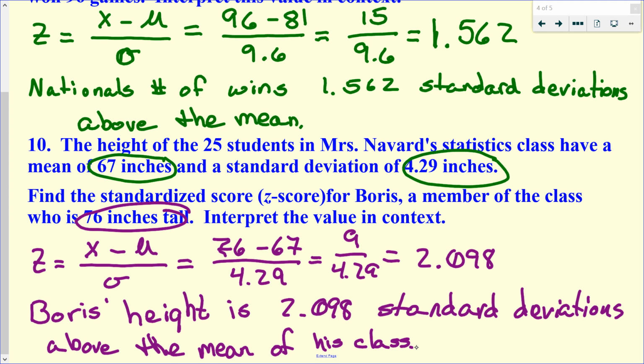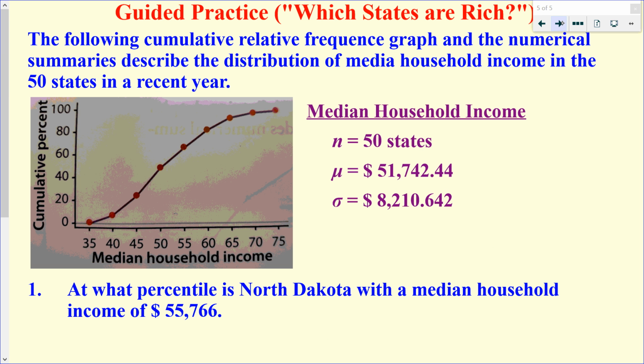Okay, and that, ladies and gentlemen, is the idea of Z-scores. So we have talked about percentiles. We've looked at cumulative relative frequency graphs, and we have looked at Z-scores. So we're going to come back to which states are rich, which is on page 82 of your textbook, which was another set of questions that you were asked to discuss and look at in asynchronous work on Thursday and Friday of last week.